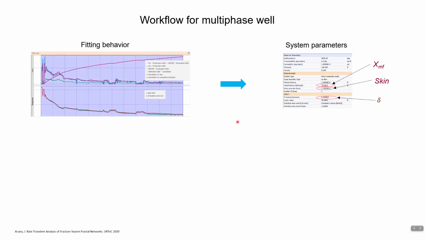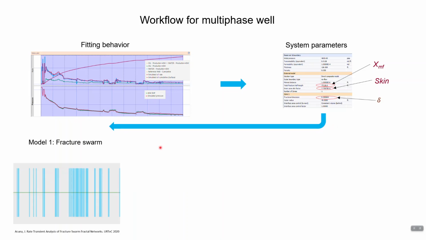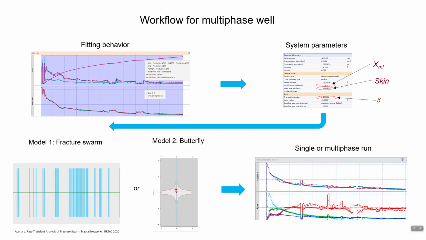So what is the FD-RTA workflow? Well, we start with production data, meaning flow rates, pressure, etc. We feed that into a model. The model will give us the XMF, skin, and delta. And then with these parameters, we are able to create two types of model. We could create the fracture swarm model like this, or we could create a butterfly model like this. And with either of the two, I am able to simulate, even in multiphase, and I'm showing a multiphase run, but you could do it in single phase if you want to.